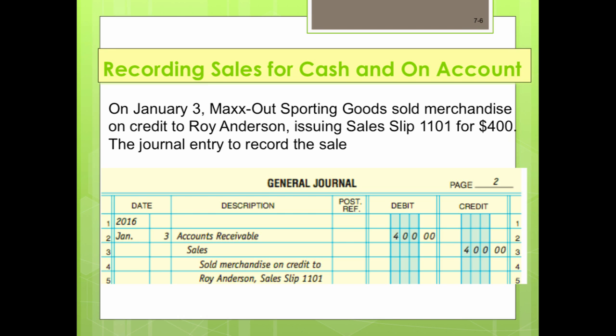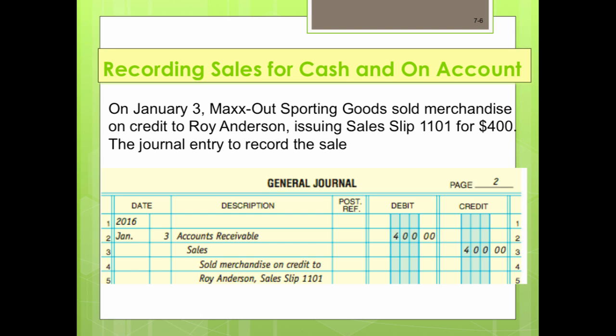The description says sold merchandise on credit to this specific person, Roy Anderson, sales slip 1101. Remember that the description should be enough to actually remind you what the transaction was for. If it's too vague and you're asking yourself, okay, what is this for, then you're not putting enough information in that description. The description should be long enough to inform you why the transaction was made.